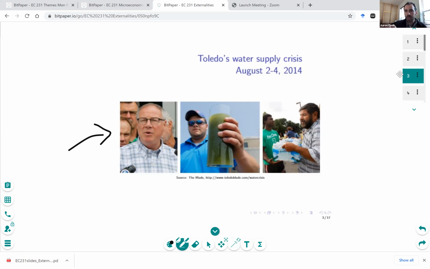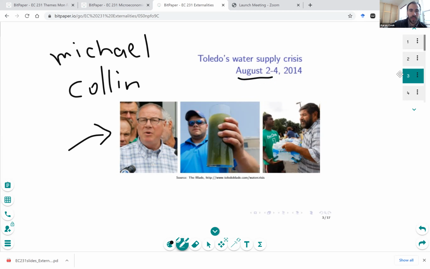And for almost 3 complete days, in August of 2014, Toledo Mayor Michael Collins, over here, issued a do not drink advisory. They issued a strong advisory saying you do not drink your tap water, you're going to get sick. And it was an extreme inconvenience to the city of Toledo.